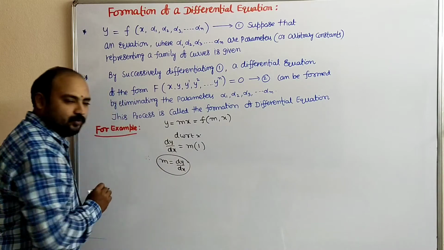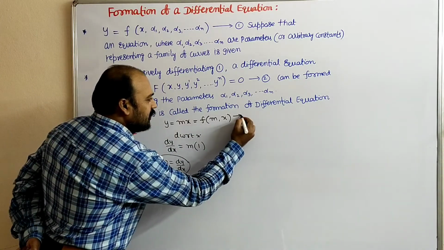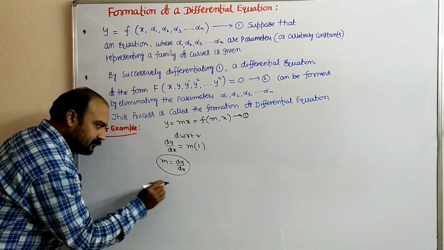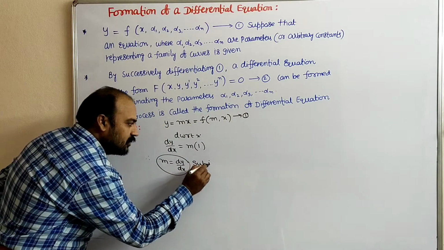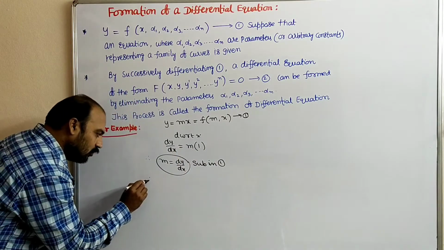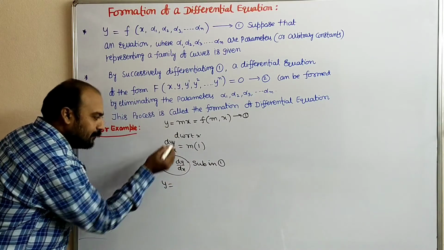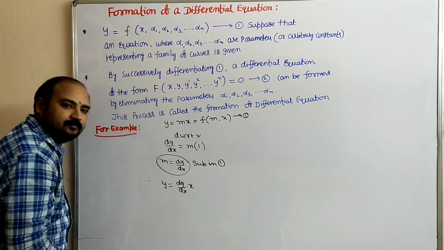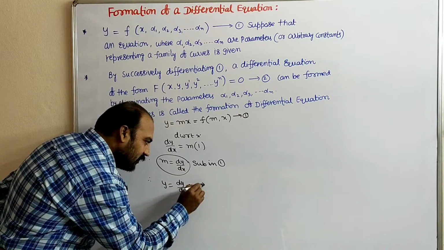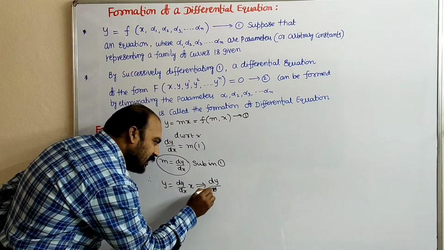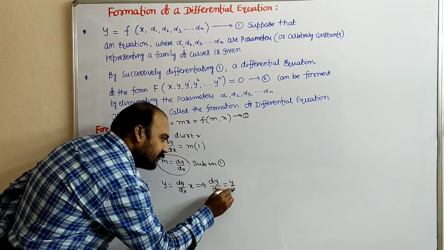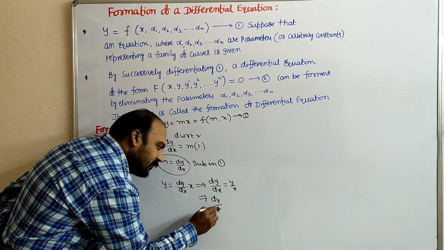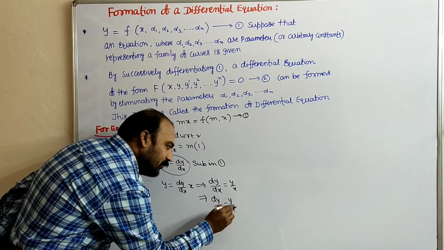After getting this value, substitute in equation 1. Therefore, y is equal to, in place of m, dy by dx into x. That x we can take this side. dy by dx is equal to y by x. That y by x also we can take this side. dy by dx minus y by x is equal to 0.